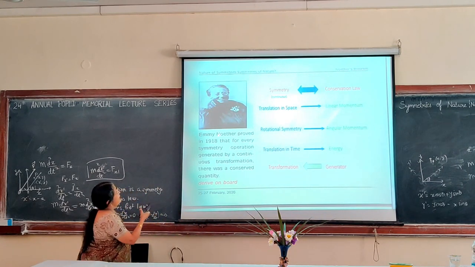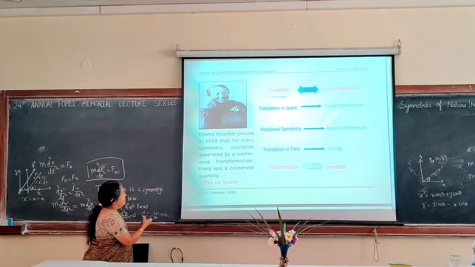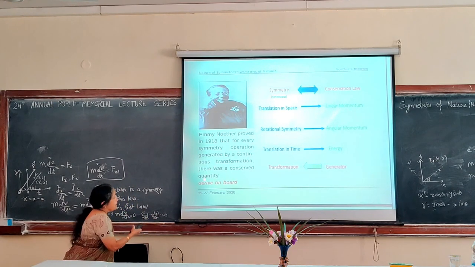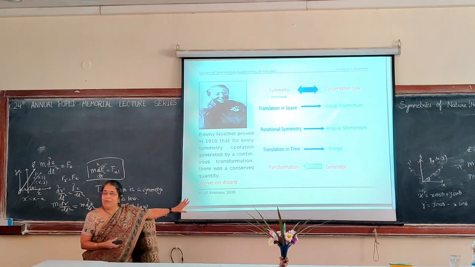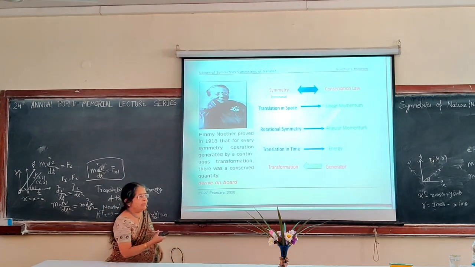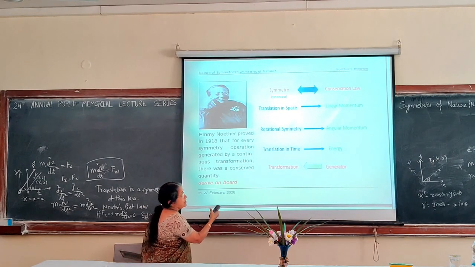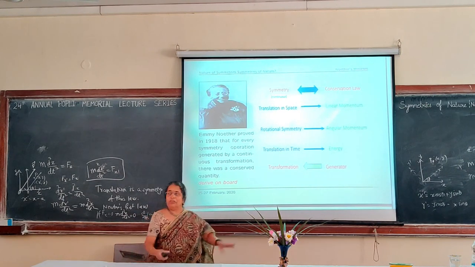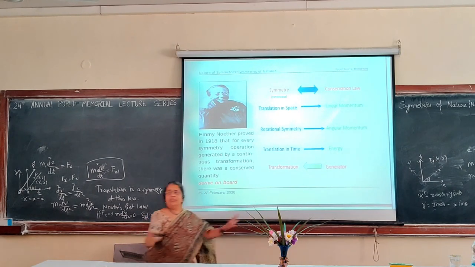What Emmy Noether did is that she proved in 1918 that for every continuous symmetry, for her theorem it has to be a continuous symmetry, there is always a conserved quantity. I have written here "derive on board", but I am running short on time, so I won't derive it. Those who are interested, in the afternoon I can show you the derivation separately. And what she showed is that whenever an equation of motion is invariant under translation in space, linear momentum will always be conserved.